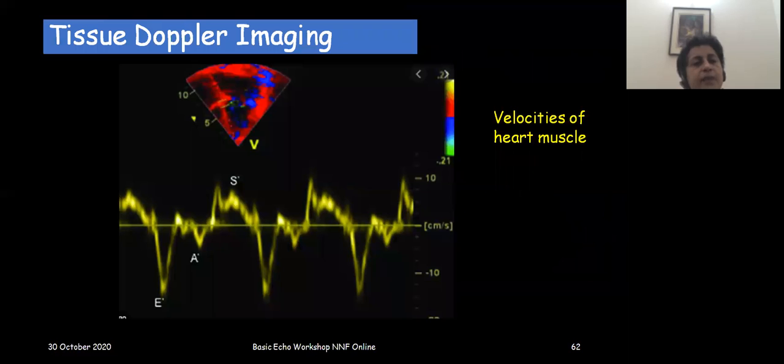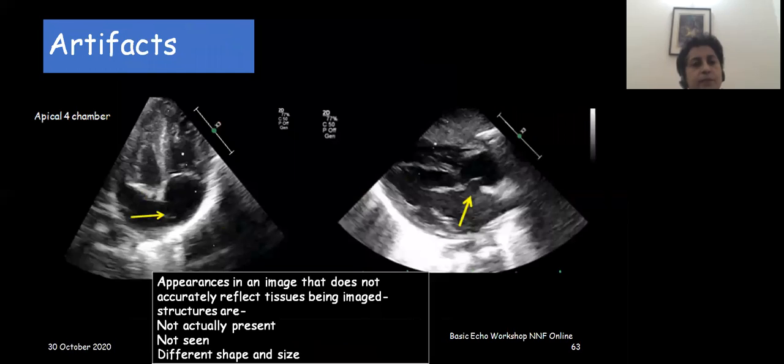Finally, the tissue Doppler imaging. Tissue Doppler imaging measures the velocities in the heart muscle. So far, we've been looking at blood flows, but the heart muscle moves a little more slowly, and this is one modality to be used.